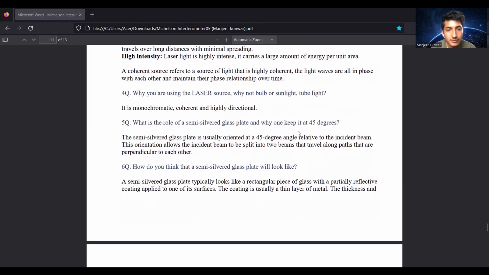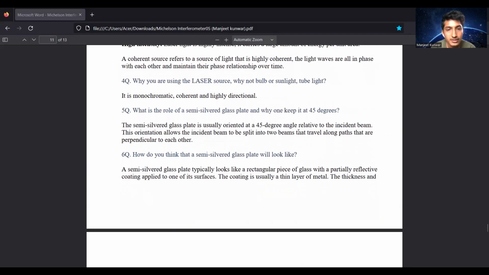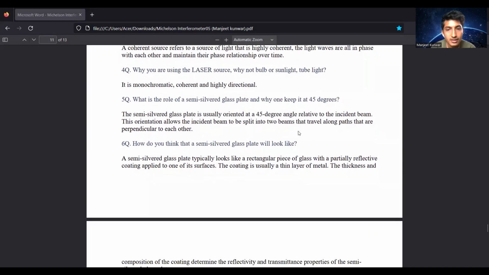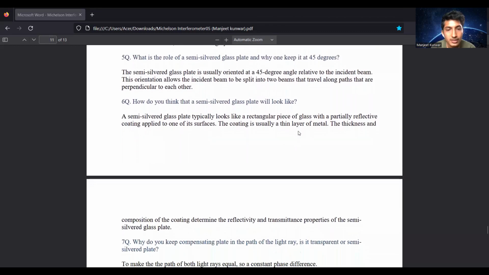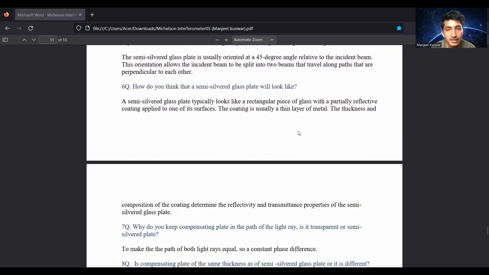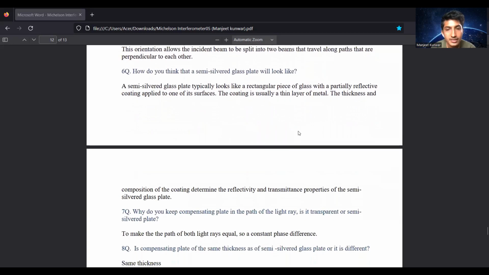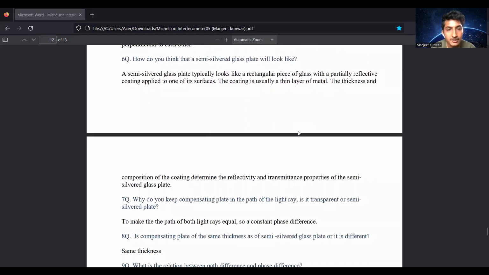Sixth question, what do you think the semi-silver glass plate will look like? A semi-silver glass plate typically looks like a rectangular piece of glass with a partially reflective coating applied to one surface. The coating is usually a thin layer of metal. The thickness and composition of the coating determine the reflectivity and transmission properties of the semi-silver glass plate.